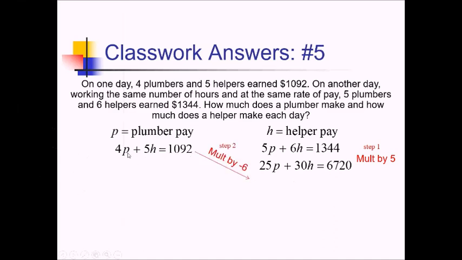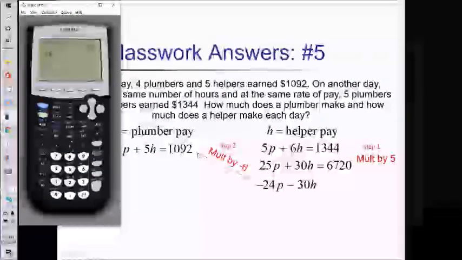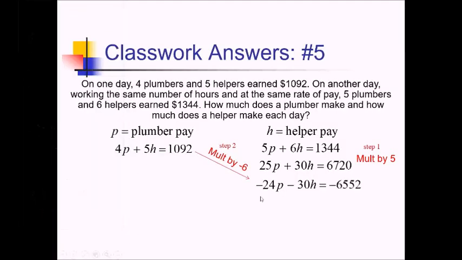Now let me take this other equation and multiply it by negative 6. That gives me a negative 24P, which is going to work out nicely when we add these. We also get a negative 30H, which was what we were trying to get. Then negative 6 times 1092 gives me negative 6,552. Time to add these equations together. That cancels out the 30H's, and 25P plus negative 24P comes out to 1P.